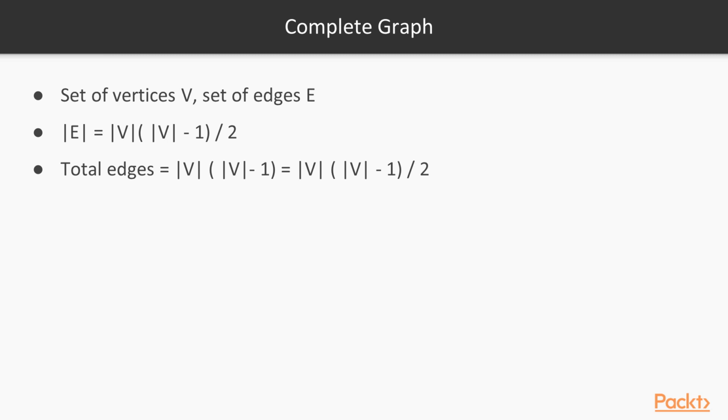It is easy to see why this is the case. Each vertex will have an edge between itself and other V minus 1 nodes. That makes a total of V multiplied by V minus 1 edges. However, in this approach, each edge is counted twice, once for each of its two vertices. So, the actual number of edges in a complete graph is V multiplied by V minus 1 by 2. So, we understood what a graph is.